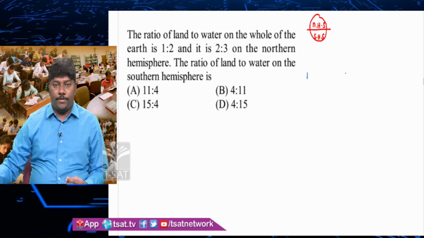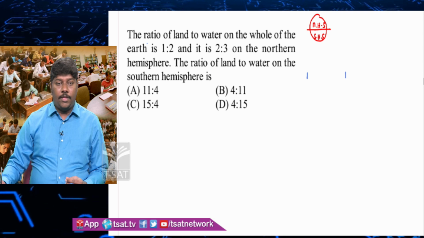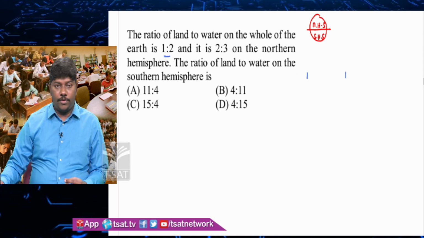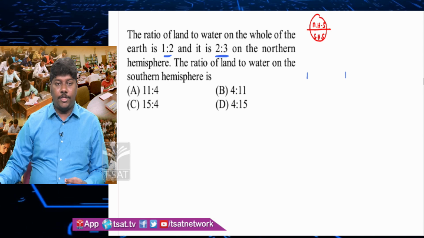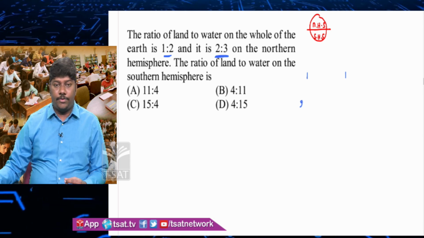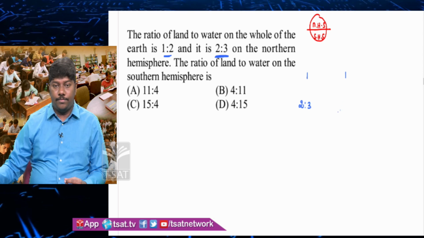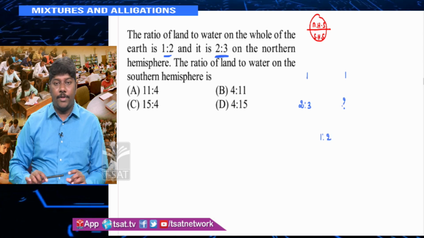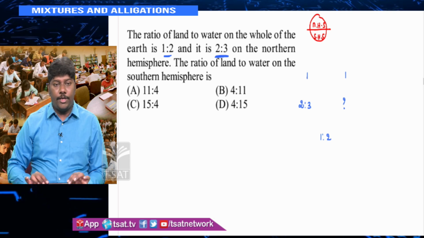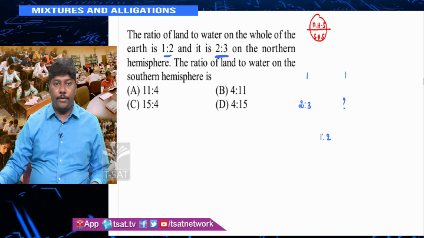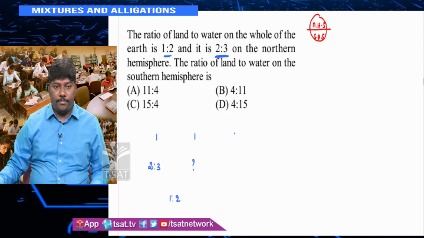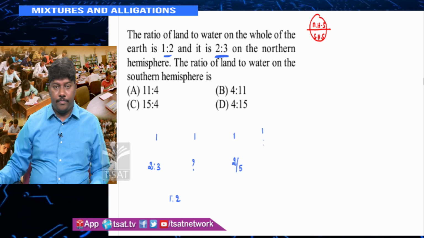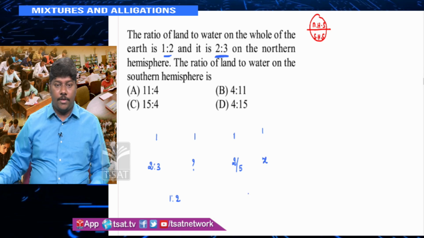1, 1. Now see, the ratio of land and water on the whole earth is given as 1:2, and on the northern hemisphere it is 2:3. This is 2:3. This is 1:2. Now, what is this ratio he is asking you? What is missing here? Clearly, A2 is missing. So first of all, I have to take a fraction here. It looks like 1 by 3 here, and 2 by 5, I am taking land. This I do not know, let it be x.